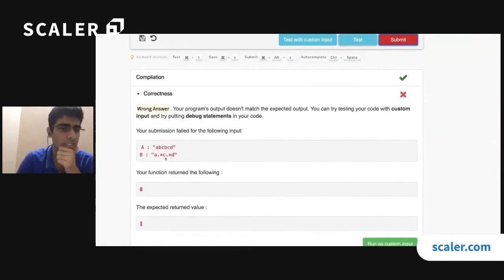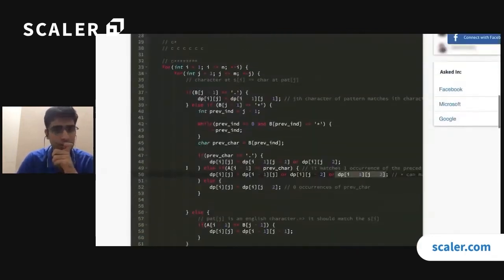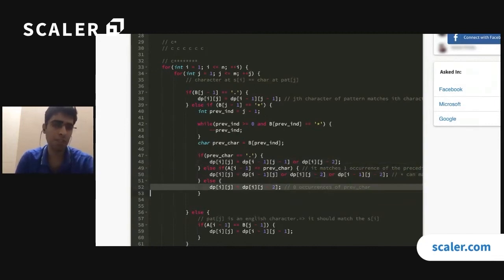A, B, C, D is not matching A dot star, C dot star, and this. Interesting. What are we following? Here we have told DP[i][j] minus 1. Okay, we have taken care of this case. We have also taken care of this case. We didn't actually improve this, right?